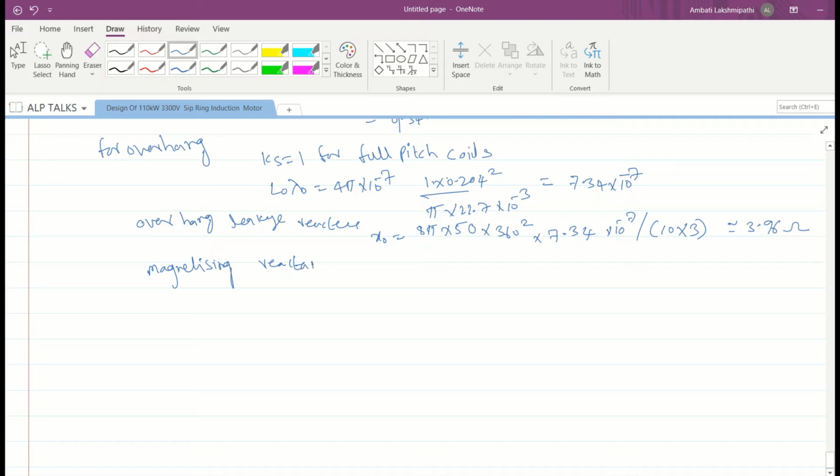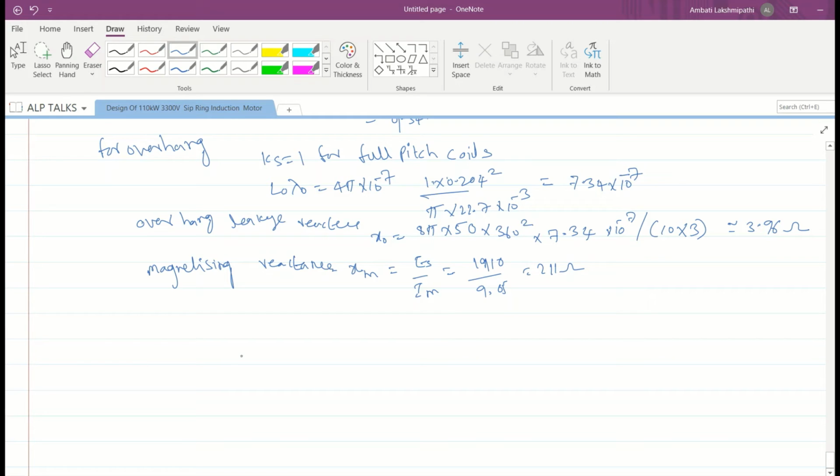Magnetizing reactance, Xm. This Xm is nothing but E by Im. E we already know, that is 1910, divided by the value we calculated, 9.05. So it comes to be 211 ohms.